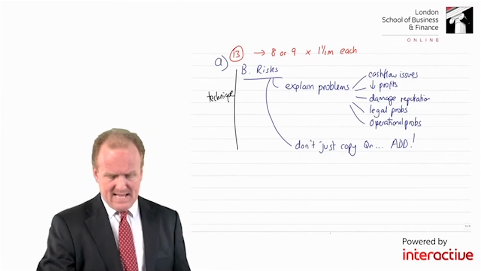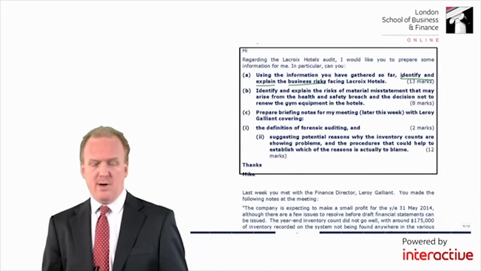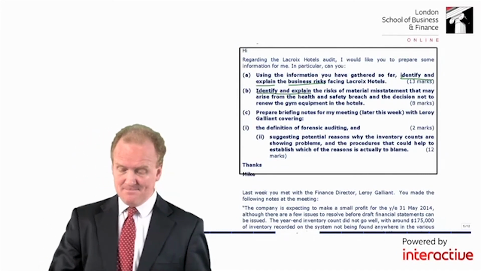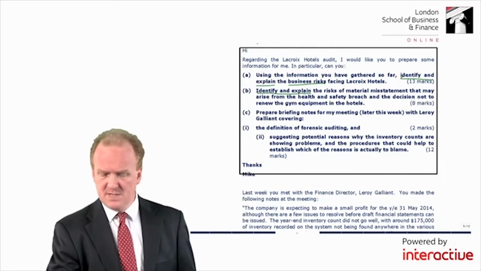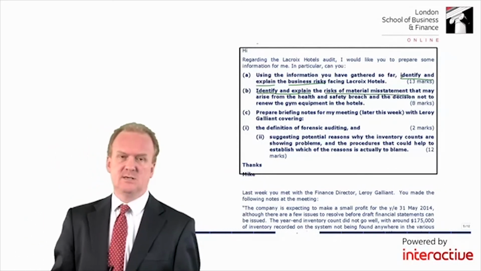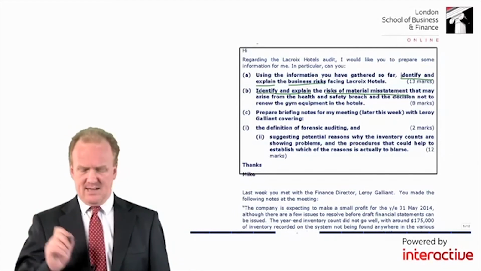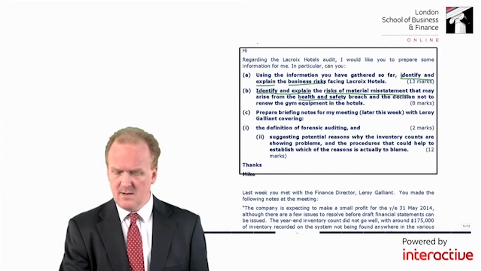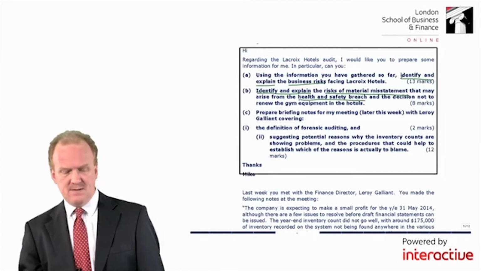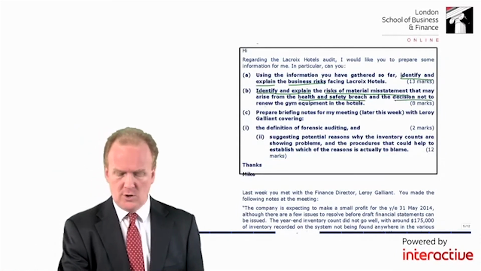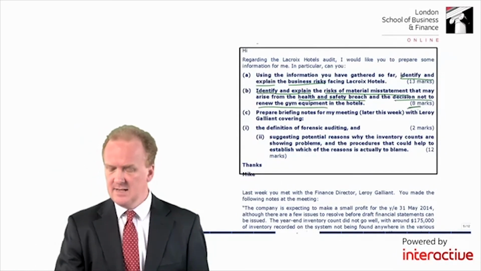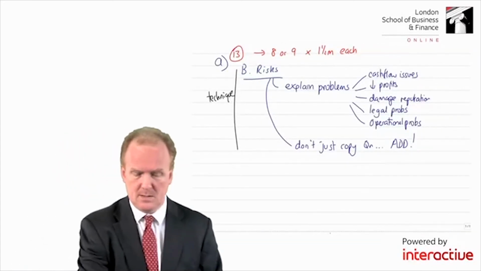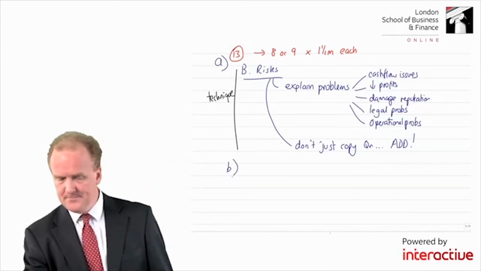Now I'm going to go back and we're going to look at part B. Part B says, identify and explain, again, the risks of material misstatement. So now I'm thinking things. Just before I go and note my technique down, it tells me that the risks are to do with a health and safety breach and a decision not to renew the gym equipment. And all of that is 8 marks. So this is what I'm thinking. Part B.